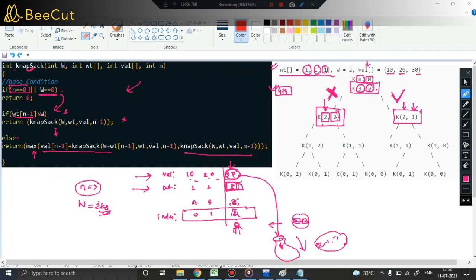This again indicates the same thing. You have 2 items to consider. Which 2? These 2. And your knapsack capacity is 1. So what will be the maximum profit that you can incur? So what will you do again? Again you have 2 options.